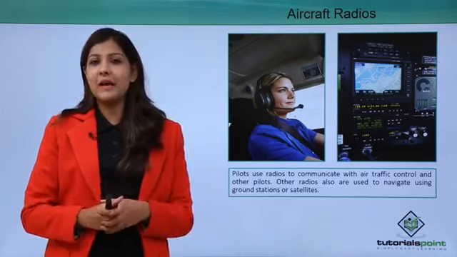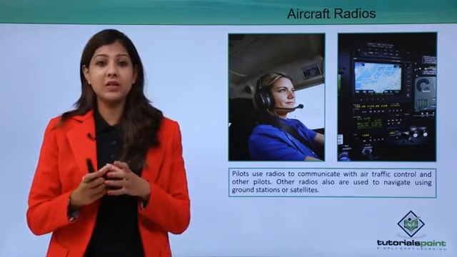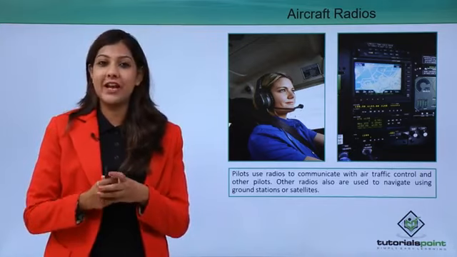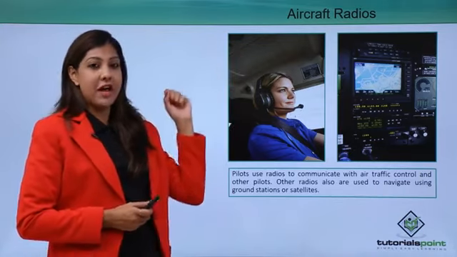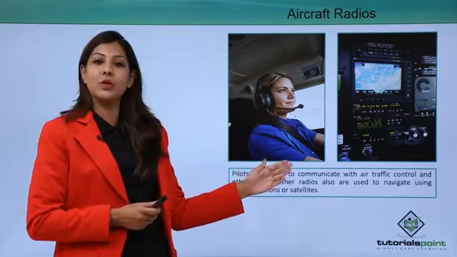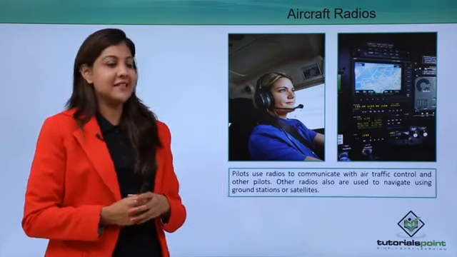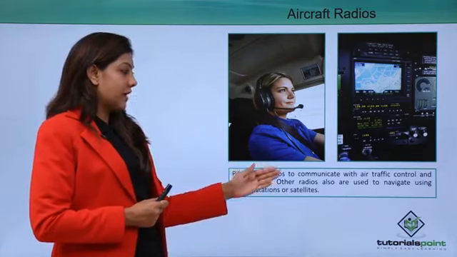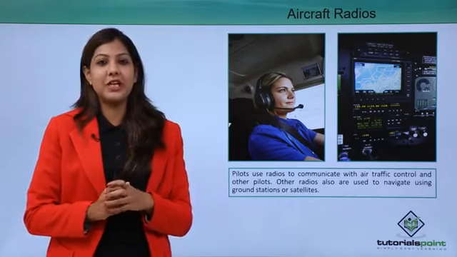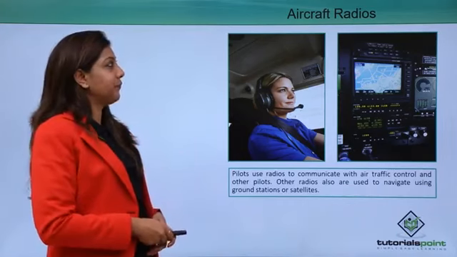Coming to the aircraft radios, I'm sure friends you might have wondered how the pilot gets radio signals, and how he is able to talk to the ATC or air traffic controller. Well, it is done with the help of aircraft radios. These radios are inside the cockpit, and the pilots use them to communicate with the air traffic controller and also with the pilots of other aircraft in case the need arises. Other radios are also used to navigate using ground stations or satellites. So this is used by the pilots to keep a continuous check on whether they are going in the right direction.